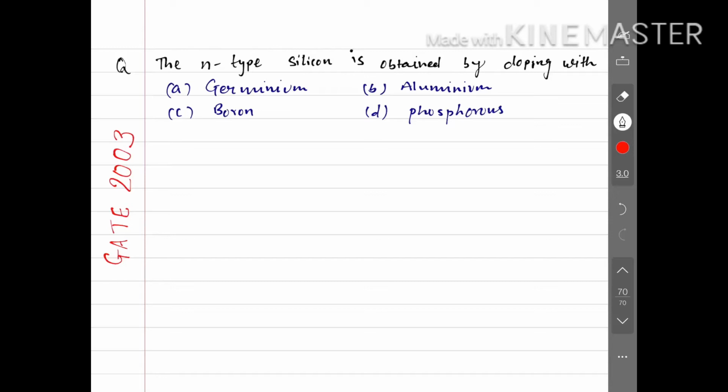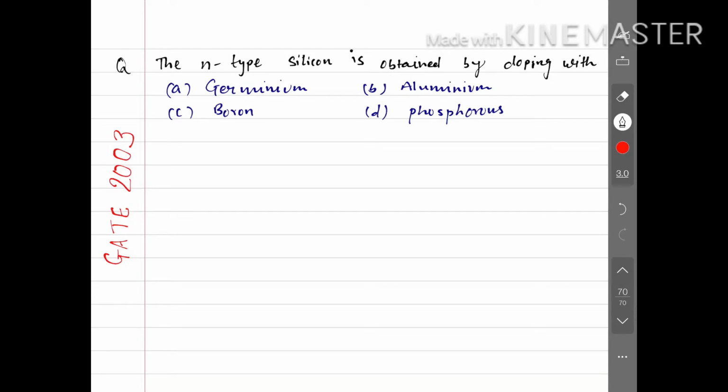So today in this video we are going to solve one question which was asked in GATE 2003. The question is: the n-type silicon is obtained by doping with, and the options are A germanium, B aluminum, C boron, and D phosphorus. Before answering this question, let us go through a little bit of background.